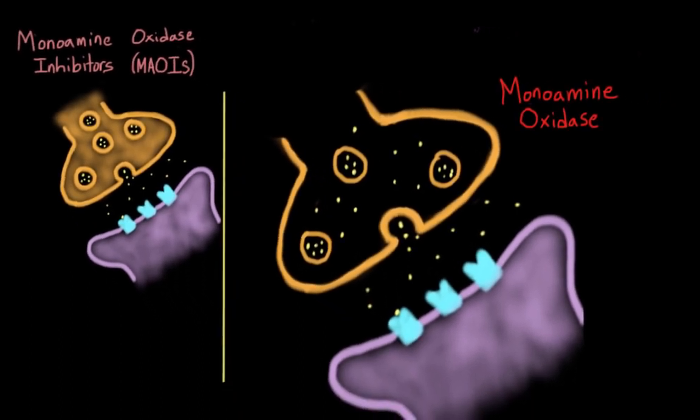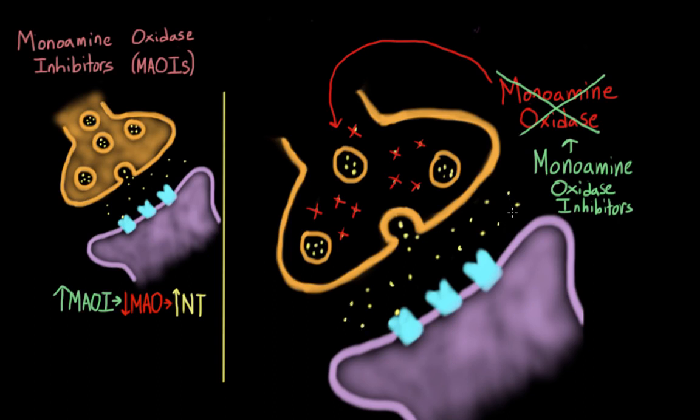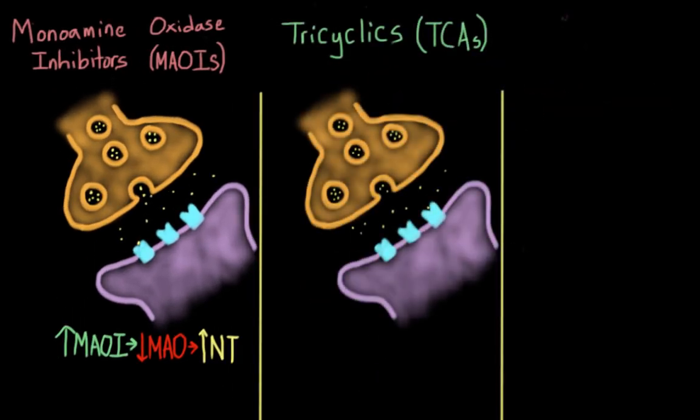Monoamine oxidase is an enzyme that breaks down neurotransmitters that aren't stored in vesicles. So it's kind of like cellular housekeeping. Monoamine oxidase inhibitors are drugs that inhibit the actions of monoamine oxidase. So by inhibiting this enzyme, it actually increases the amount of neurotransmitter that is capable of being released into the synapse. And more neurotransmitters in the synapse increases the likelihood that they will dock onto the postsynaptic cell and cause an action potential.